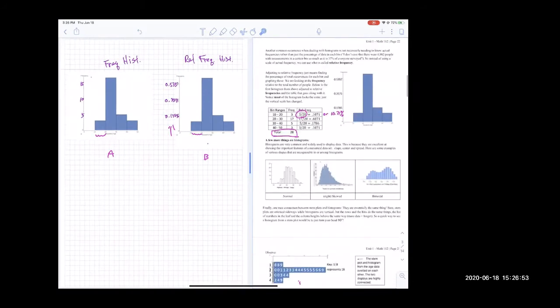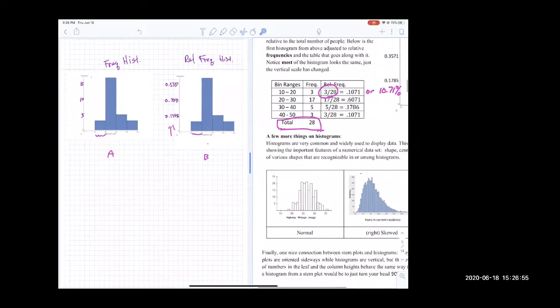To figure out the relative frequency, you have to add up the total as a whole, right? And this is the part. What part is it? What percentage is it? And you should know how to actually calculate that.